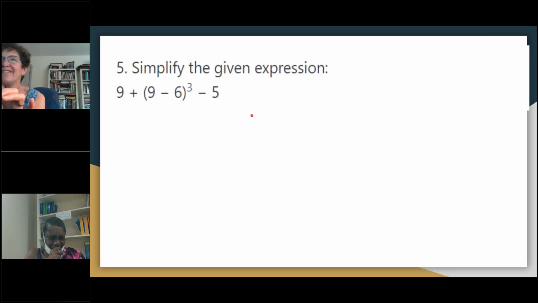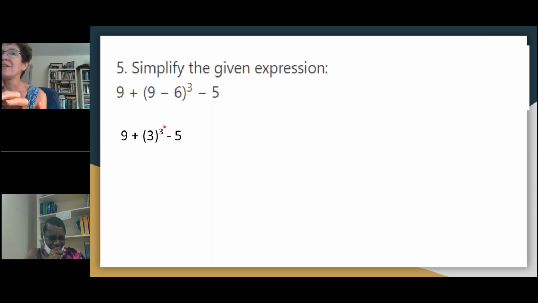Here's another one. Let me see. We go to the 9 and the 6 first. Yes, beautiful. 9 take away 6 is 3. I only got a little 3 up there. That'll be 3 times 3 or something.